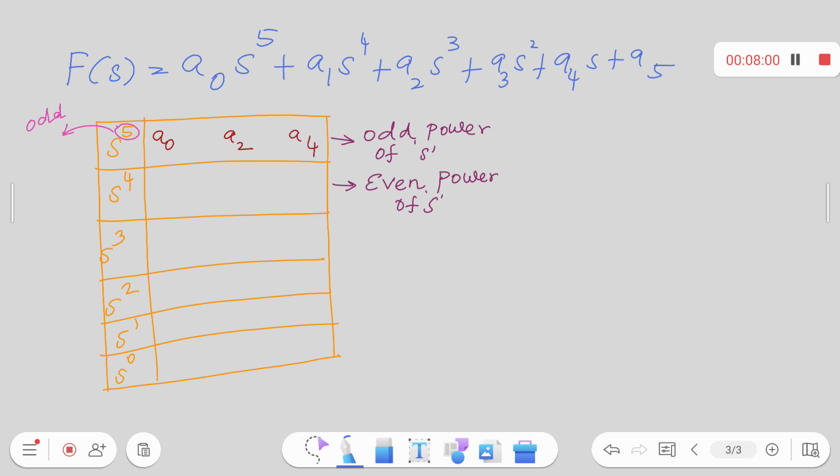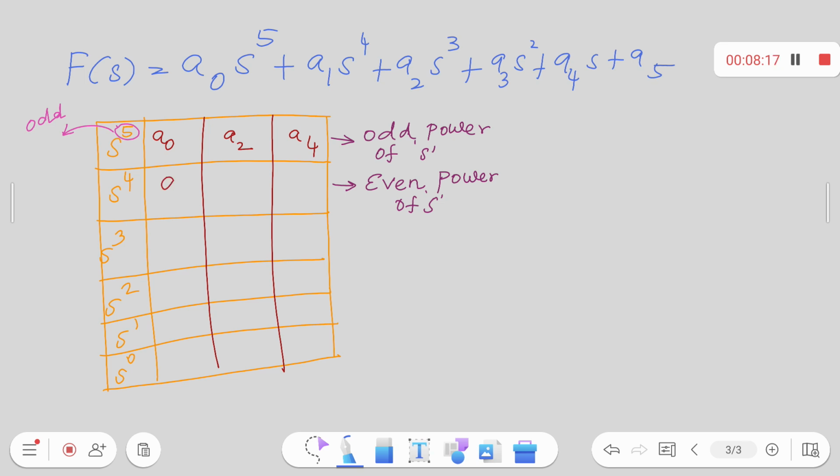I have 3 coefficients, that means I will get 3 columns. So don't put the columns first. According to the number of coefficients, you should put the columns. So I have 3 coefficients in odd power of s, so I should fill 3 columns. Then you fill the even power of s coefficients.